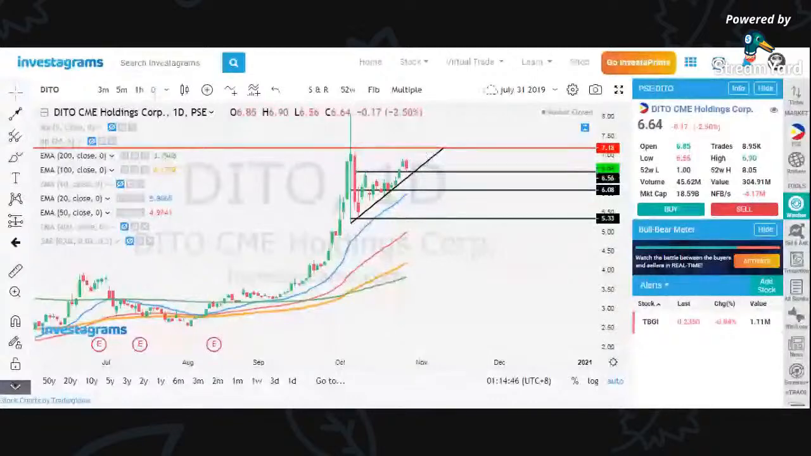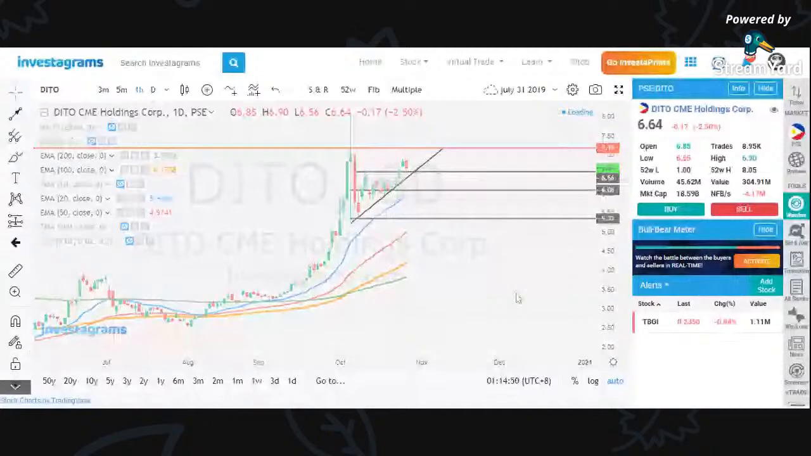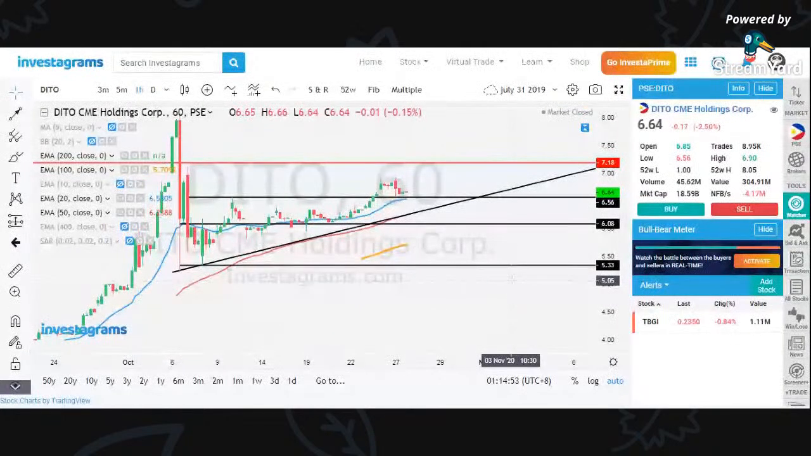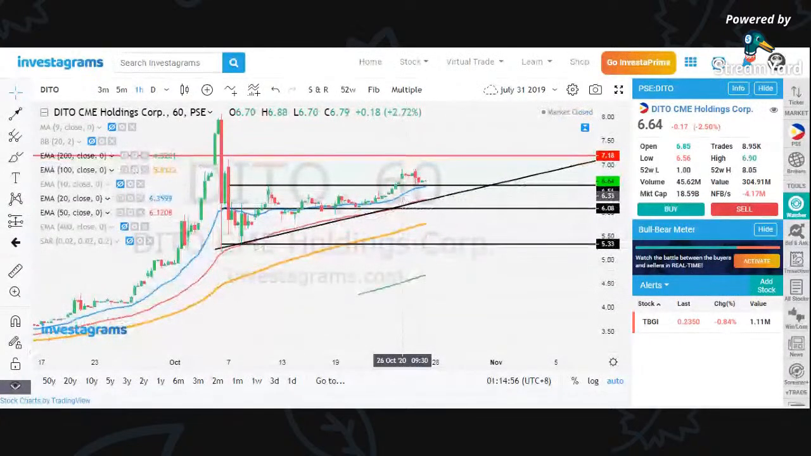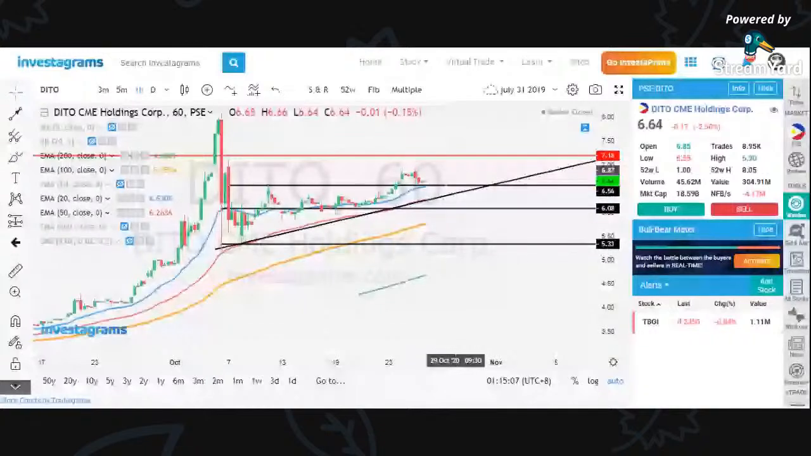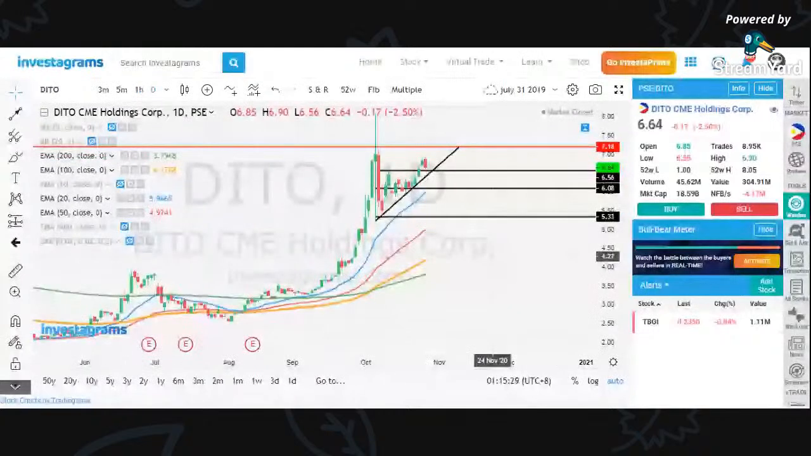So kung tingnan natin sa 1-hour chart, see DITO, kung ano po yung nandiyan pa naman sa taas ng PMA 20. So, nandito pa naman sa area na okay pa naman itong area dito. But we need to check kung hindi niya ma-break itong incline support. But in case na mag-break yan, so this is another analysis. So kailangan natin na mag-hold si DITO diyan. Bukas mag-bounce dito sa may horizontal line. Okay?